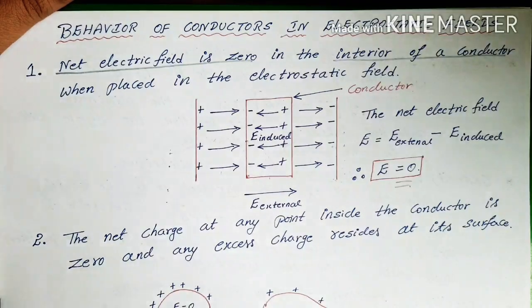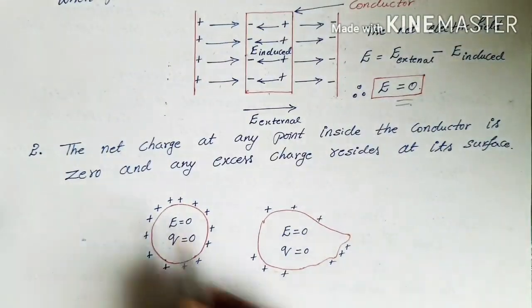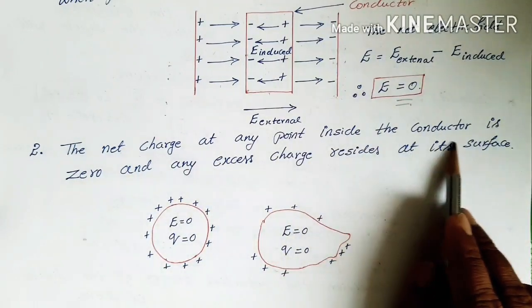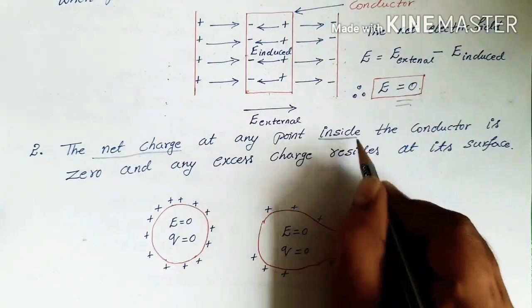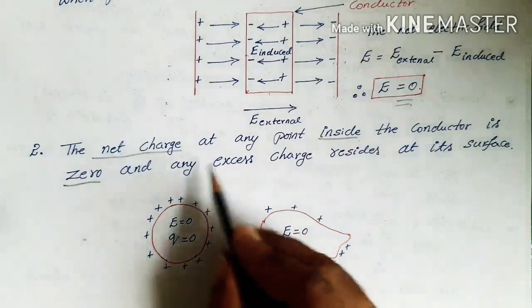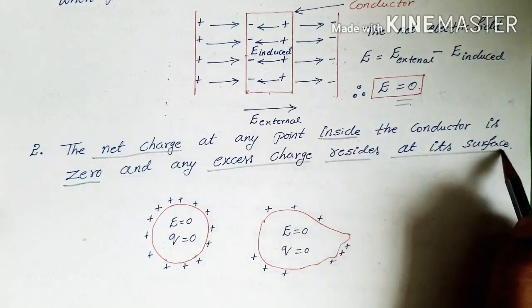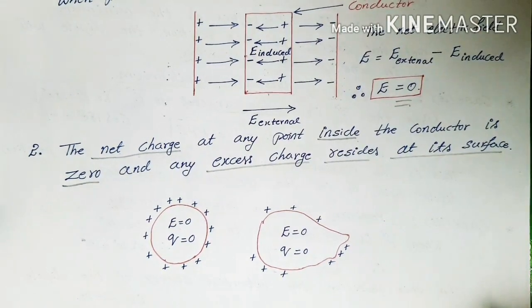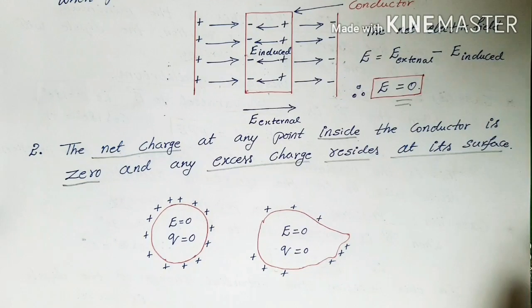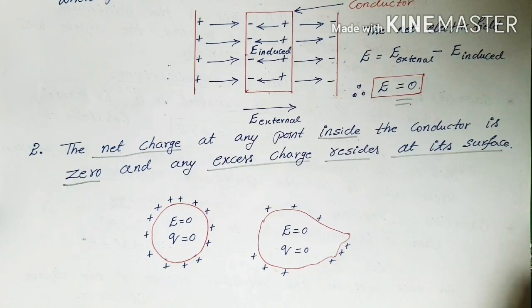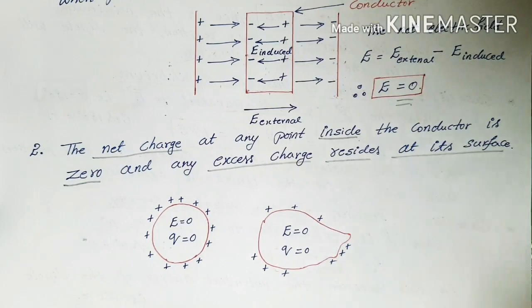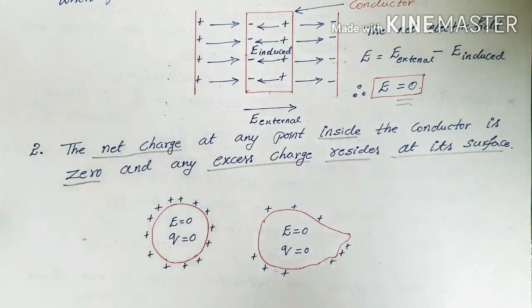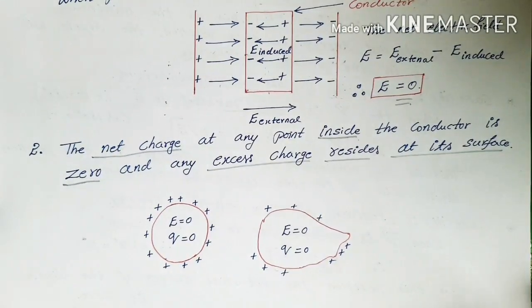And look at the second property. The net charge at any point inside the conductor is 0, and any excess charge resides at its surface. So this is also a property of charge, right? A neutral conductor has equal amounts of positive and negative charges. That is, we know a neutral body has an equal amount of positive and negative charges. When the conductor gets charged, the excess charges always reside only on the surface. So here, charges always reside on the surface of the conductor.